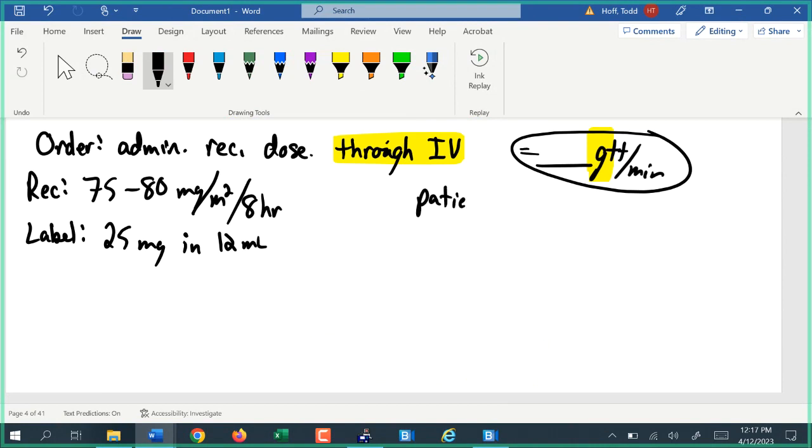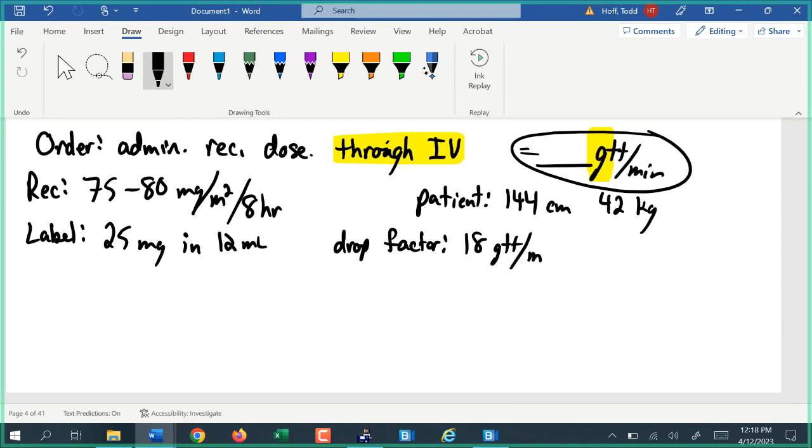And we have a patient who is 144 centimeters and 42 kilograms. And I have to remember to give you the rest of the label here. Our drop factor is given as 18 drops per milliliter.